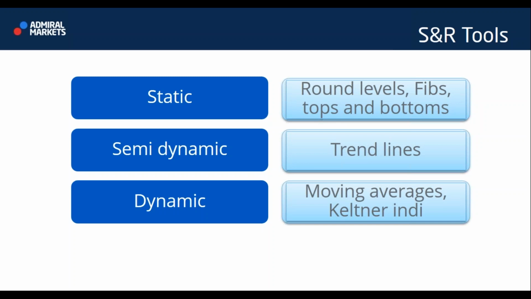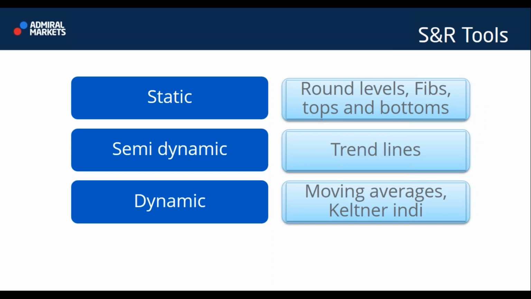So it's not that complicated. Static are levels that are just going horizontal, tops and bottoms, fibs, round levels, they don't change, right? A 130 psychological round level stays 130. It doesn't become 140 all of a sudden. I mean, it's 130. 140 is important too, but because it's 140, right? It doesn't change. That's my point.